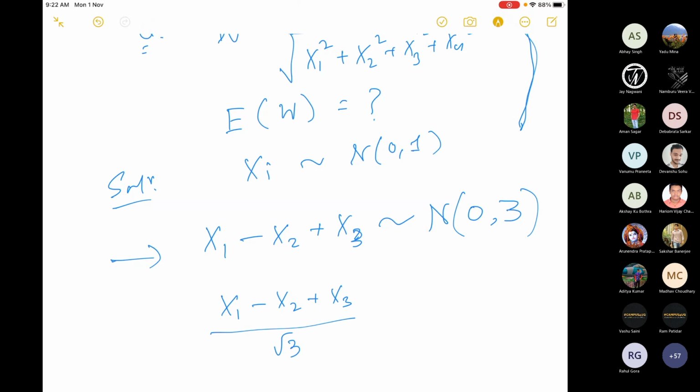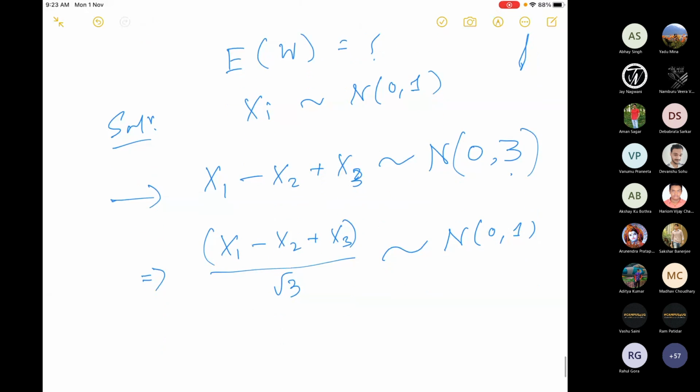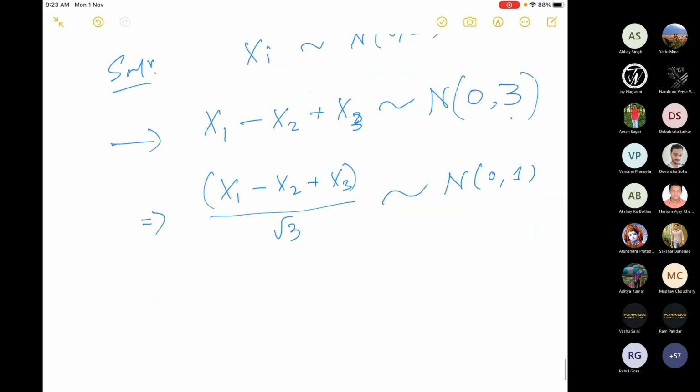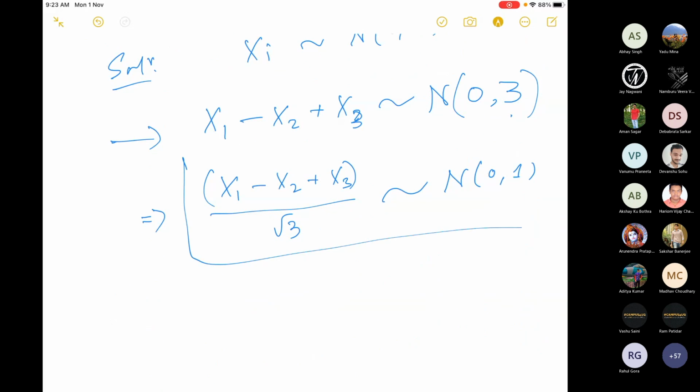What is this? This is standard normal. Standard normal, yes, because this entire thing minus 0 by the square root of the variance, which is root 3, is the standardized version. This is one thing. Now here you have the square of this, the square of a standard normal. You already know the distribution of the square of a standard normal, which is chi-square, right? Now, this is one part.